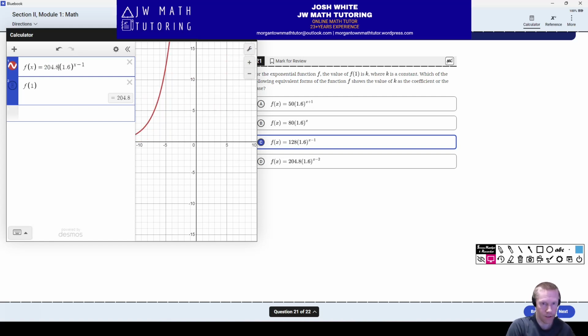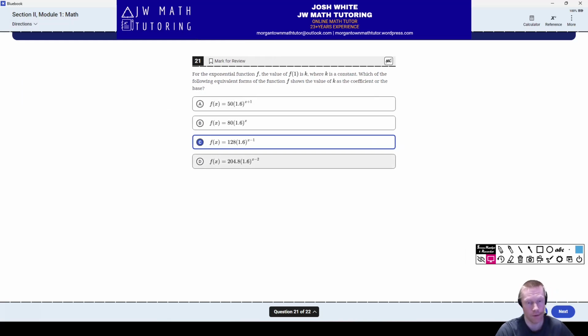And then for the last one, again, the output or k is 128, but I don't see 128 as either a base or coefficient. So this is just an approach you could take in Desmos just to confirm that the answer is letter C.